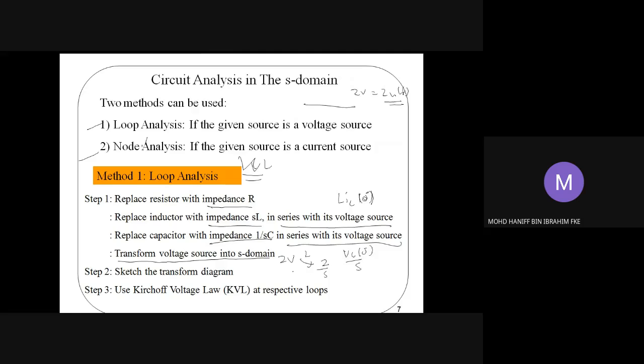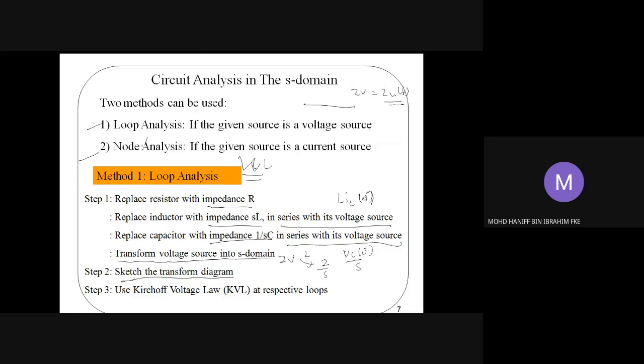So this is just an example. It means that you need to transform everything, the components R, L, C, together with the voltage source, all of them into the S domain. Step number two is to sketch. You have all of these R, L and C and the voltage source transformation, so that should be manifested in a transformed circuit diagram.